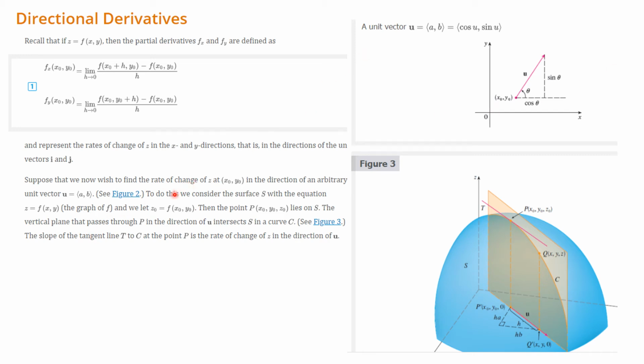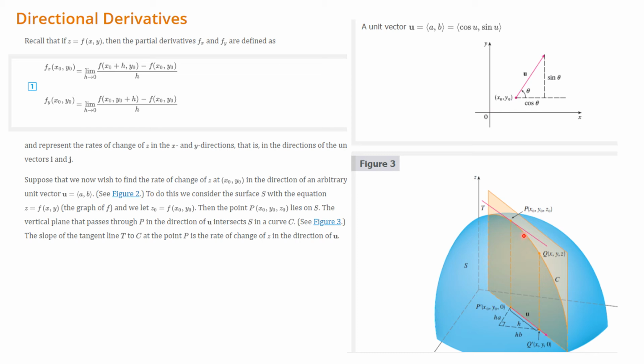Now, it is important we're talking about a unit vector because we really don't want the magnitude of the vector to determine something. We really just want the direction that it's pointing. And you recall a unit vector tells you the direction that we're pointing. Okay, so we want to be in the direction of an arbitrary unit vector, which is pointy bracket a, b.